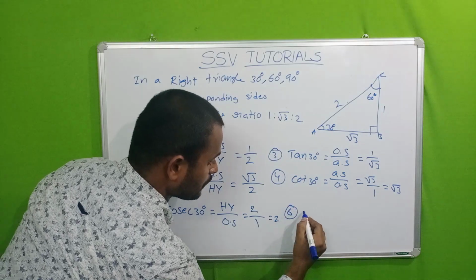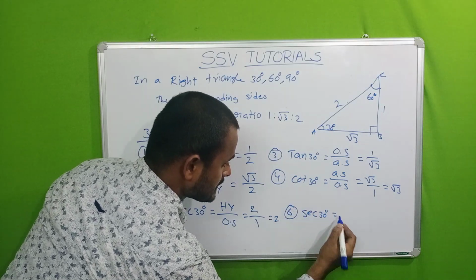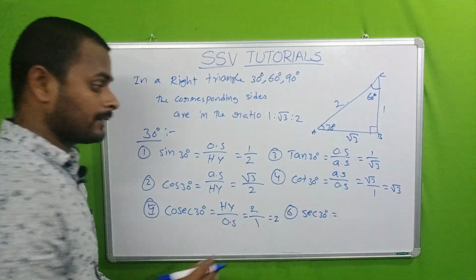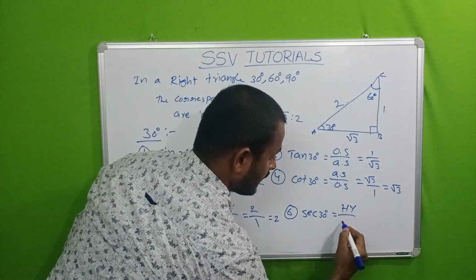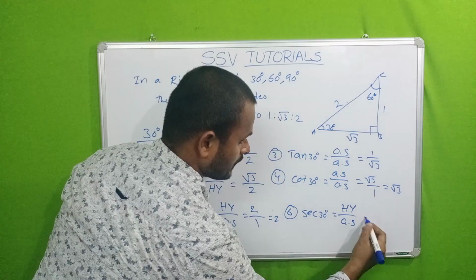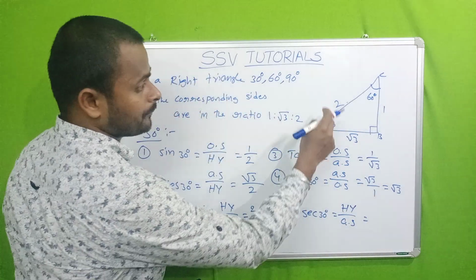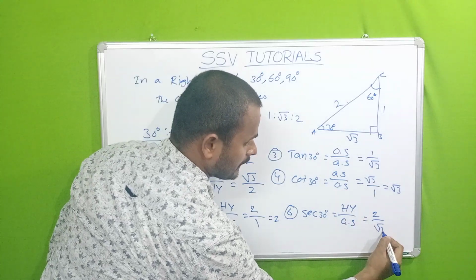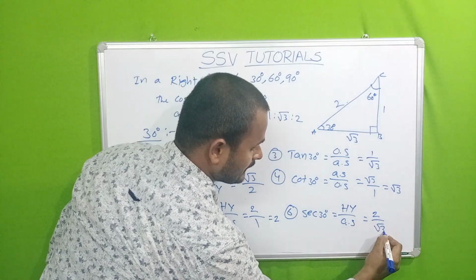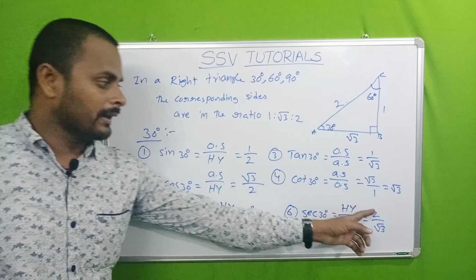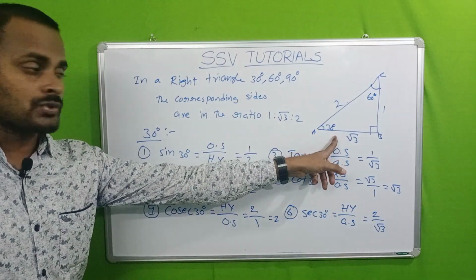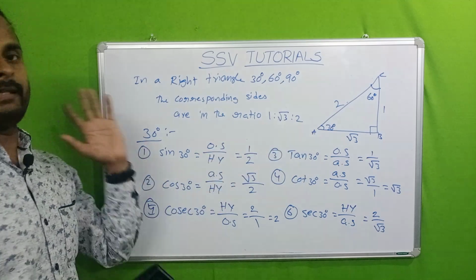And the sixth one, secant 30 degrees. What is the formula of secant? Hypotenuse by adjacent side. What is the hypotenuse here? 2. What is the adjacent side here? Root 3. So secant 30 is equal to 2 by root 3. So these are the trigonometric ratios for the angle 30 degrees.